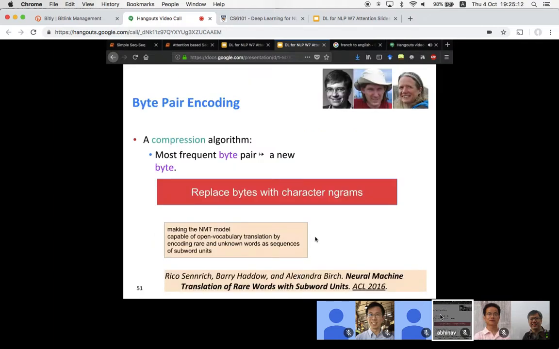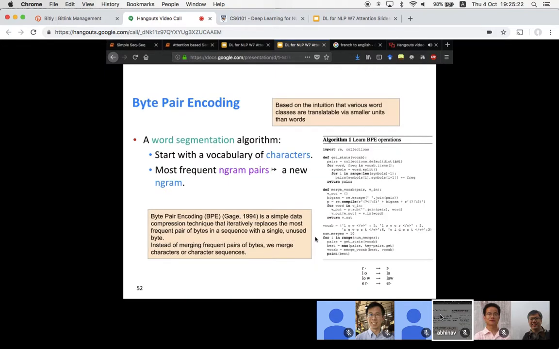So the first thing is that you can do byte pair encoding. This concept is borrowed from computer science. It's a data compression technique. You can replace the most frequent pair of bytes in a sequence with a single unused byte. So what they are doing is they use this concept at the character level. The most frequent paired characters, they just group together as a pair of bytes.